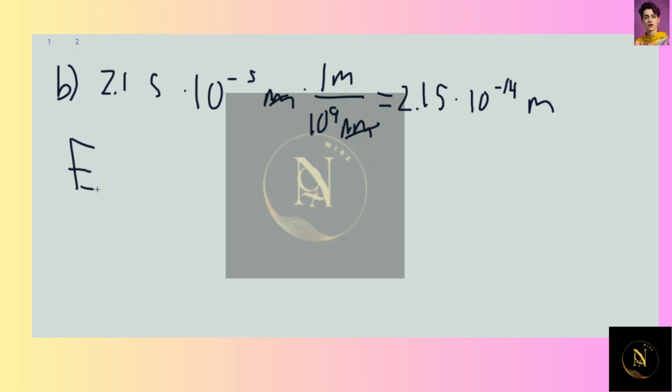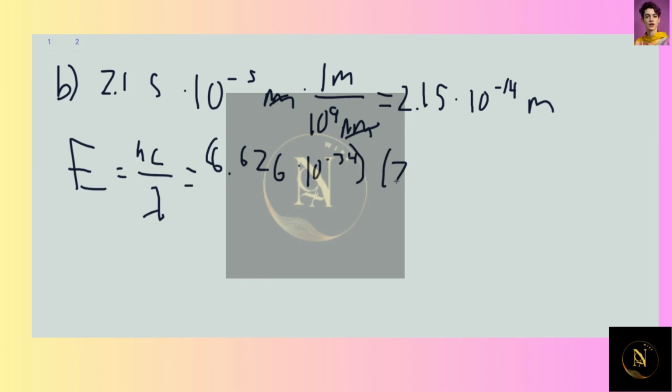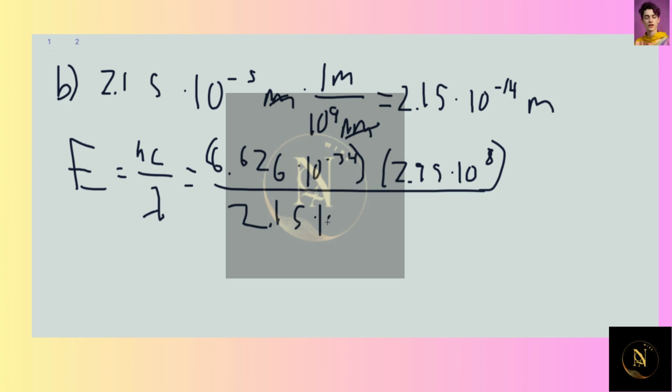And we use that same formula, E equals hc over lambda, the wavelength, to determine the energy of a single photon. So 6.626 times 10 to the minus 34th times the speed of light, 2.99 times 10 to the 8th. And we divide that by our wavelength, 2.15 times 10 to the minus 14th. And that gives us our energy per photon to be 9.22 times 10 to the minus 12th joules per photon.